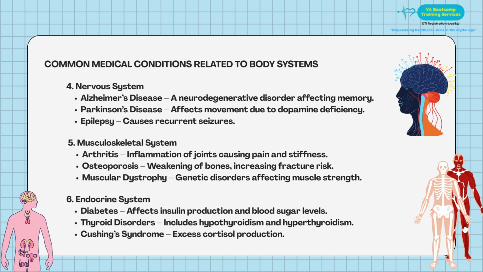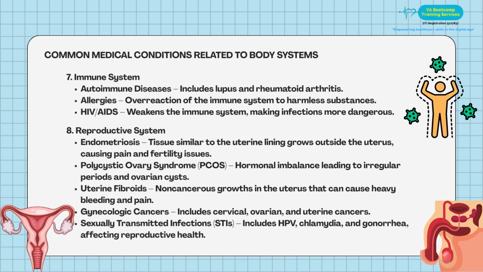6. Endocrine system. Diabetes affects insulin production and blood sugar levels. Thyroid disorders include hypothyroidism and hyperthyroidism. Cushing's syndrome, excess cortisol production. 7. Immune system. Autoimmune diseases include lupus and rheumatoid arthritis. Allergies, overreaction of the immune system to harmless substances. HIV, AIDS, weakens the immune system, making infections more dangerous.